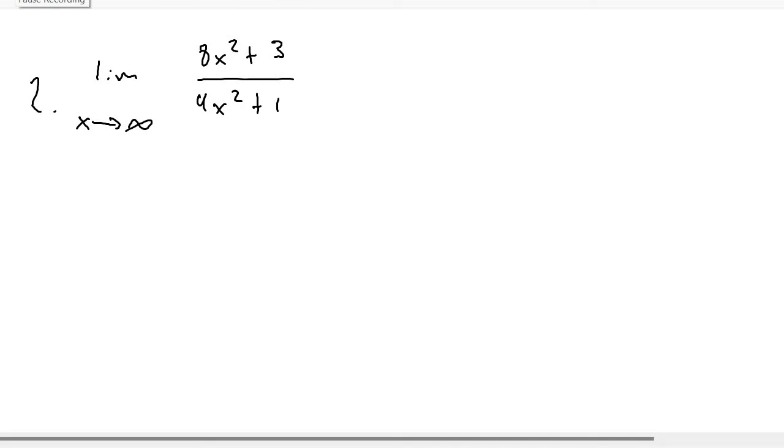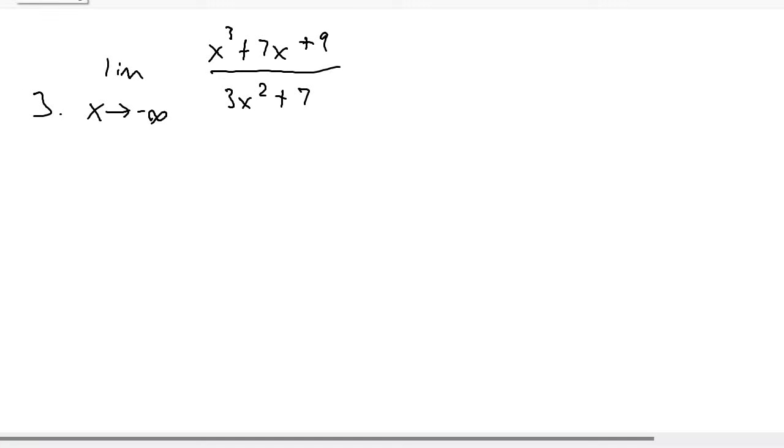So now looking at problem number 2, the limit as x approaches infinity of 8x squared plus 3 over 4x squared plus 1. Once again, I'm going to look at the highest degree in the numerator and denominator. So the highest degree on top is the 8x squared, and the highest degree on the bottom, or the denominator, is 4x squared. And you can see that they actually have the same power, the same degree. They're both x squared. So the limit as x approaches infinity is actually going to be the ratio of the leading coefficients. So it's going to be 8 over 4, which is equal to 2.